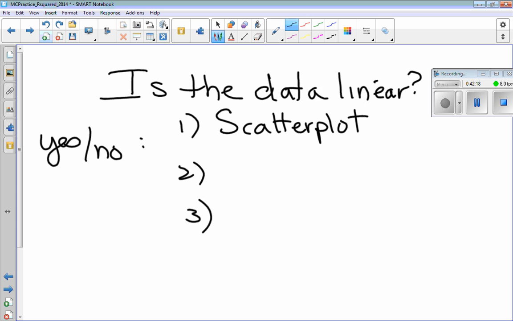The second thing you have to say, in each data set, you're going to have to say, data set A, yes, it's linear because. Data set B, yes, it's linear because. Data set C, no, it's not because.